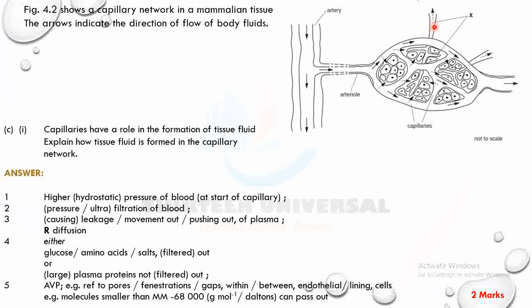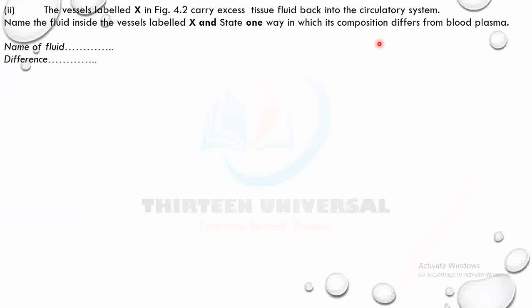The fluid is called lymph. The fluid is lymph. The vessel is lymphatic vessel. So some of this tissue fluid is supposed to return back to the capillary at the venous end, but some of it drains away into this blind-ended vessel called the lymphatic vessel. So this is lymph. So how is it different from the blood? I think that's what it's asking us. State one difference in which it's different from the blood.